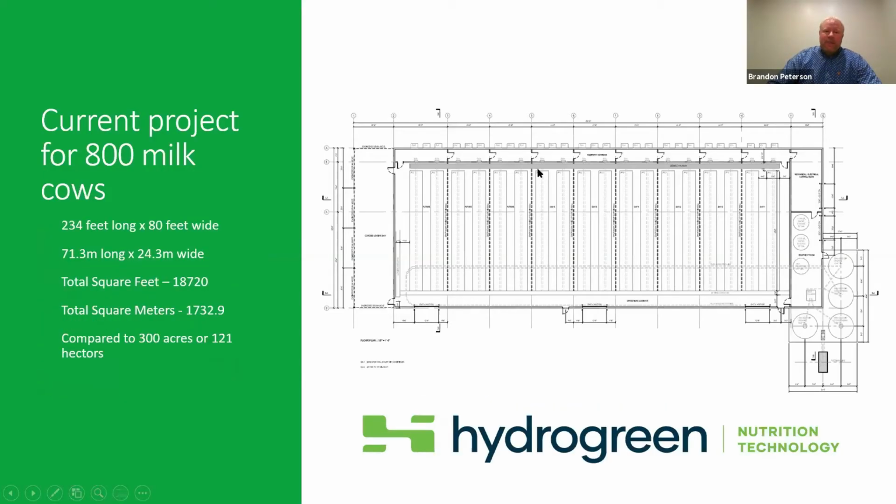So pound for pound, you're replacing 121 hectares, but from a nutritional standpoint, you're replacing a lot more in the diet. This project is about 234 feet long and 80 feet wide, or 71 meters long and 24 meters wide. It's 18,000 square feet, which comes to about 1,730 square meters. Like I said, it compares 300 acres or 121 hectares to about 1,700 square meters.